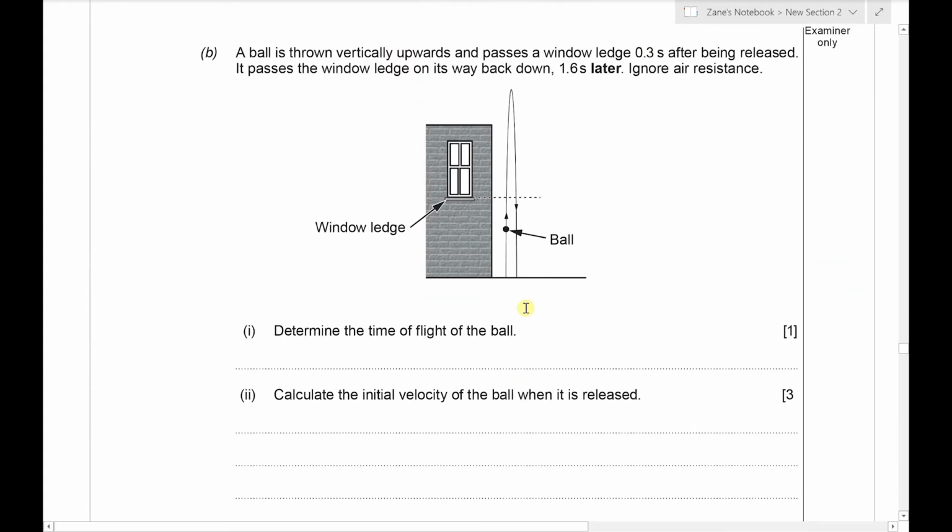Next we're told that a ball is thrown vertically upwards and passes a window ledge 0.3 seconds after being released, and it passes the window ledge on its way back down 1.6 seconds later, and to ignore air resistance. We're going to determine the time of flight of the ball.